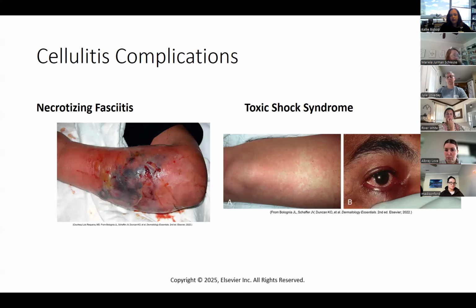That is what necrotizing fasciitis looks like, and then toxic shock syndrome. They get the rash that spreads across the whole body, but they get really bloodshot eyes.